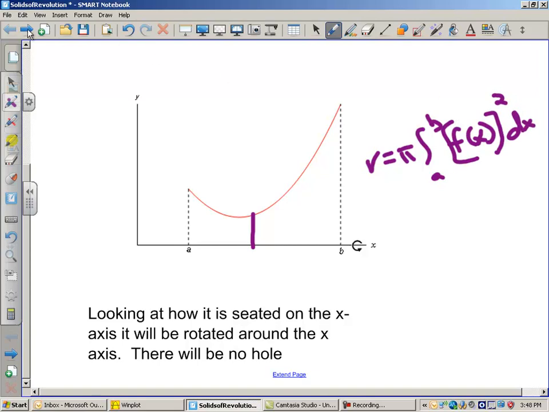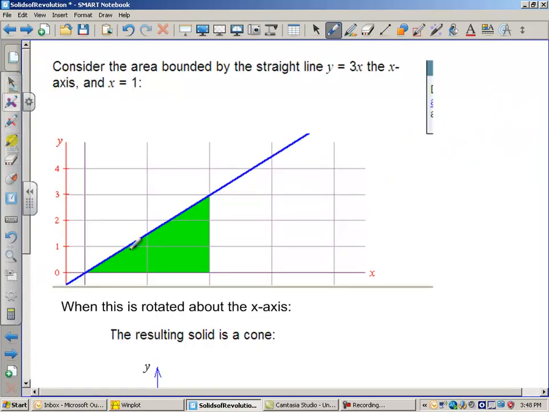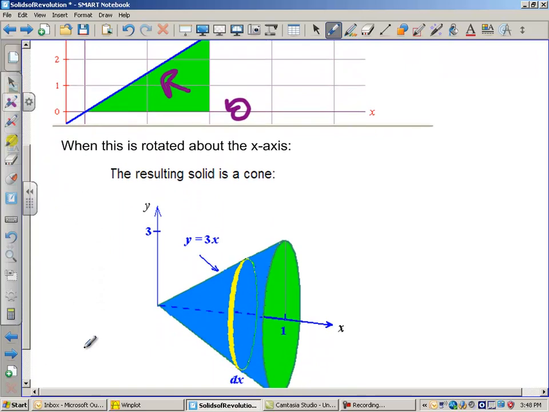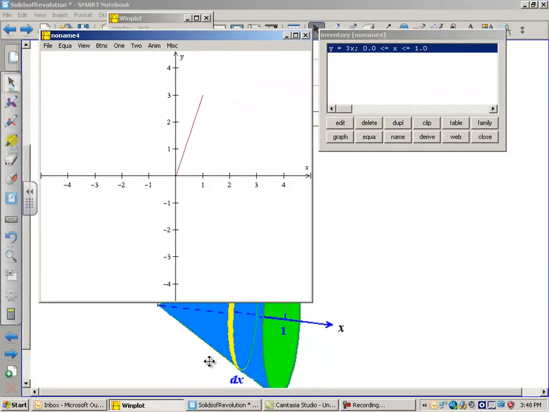Okay, so let's just keep going with this. What if we were to take this graph of y equals 3x and we were going to look between 0 and 1 and the x-axis. So here's our region. And what if we took that region, this region R, and we spun it around the x-axis? What would it look like? Well, hopefully you can tell that it would look like a cone, and this is what that graph would look like. Let's go take a look at WinPlot and see that.